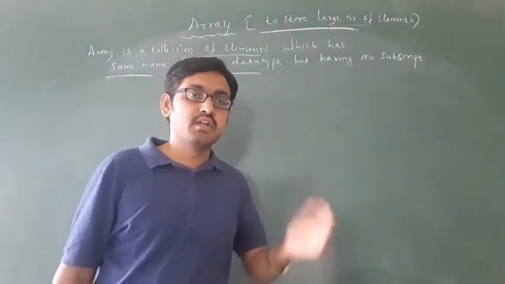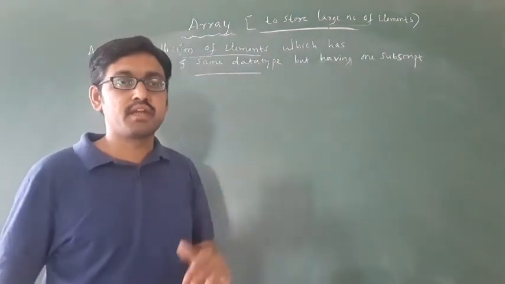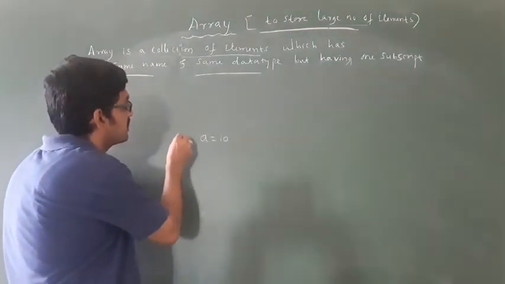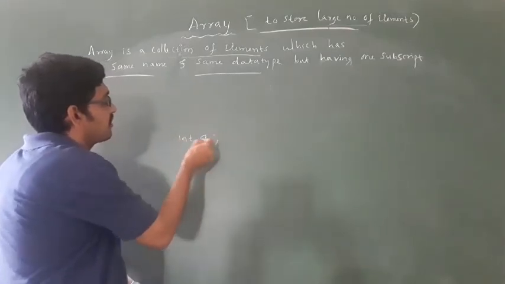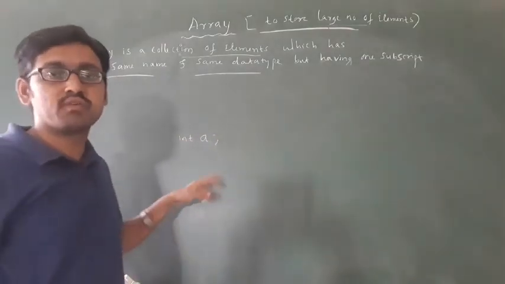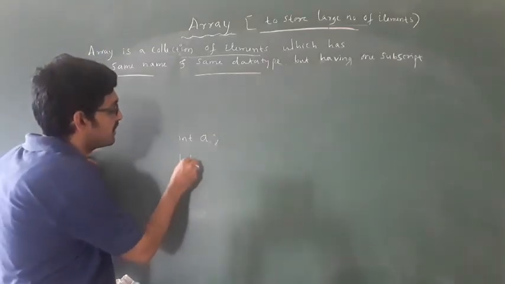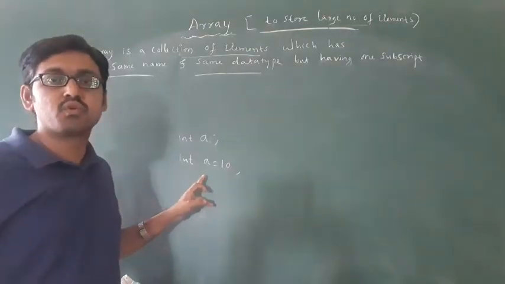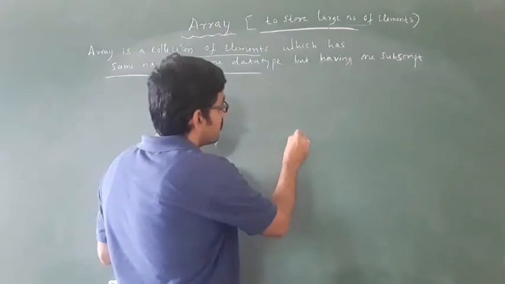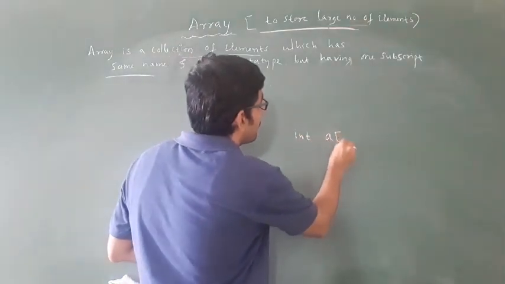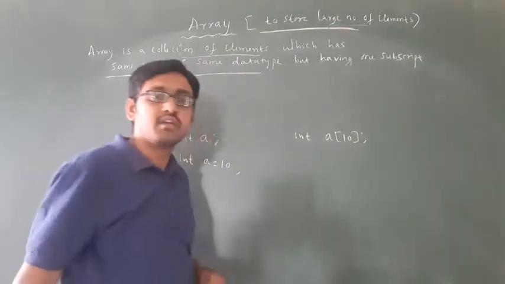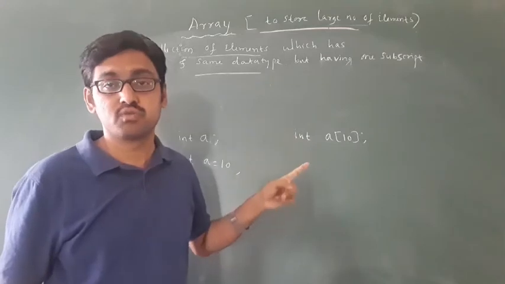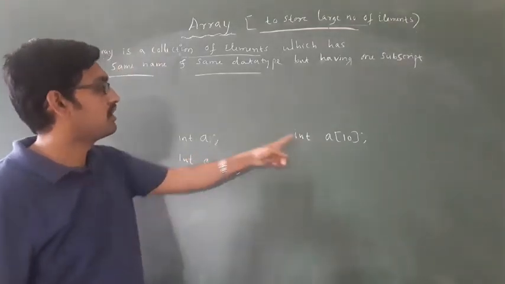Then what is the difference between a variable and an array? See, a normal variable always stores only one value. For example, int a. Int a is a normal variable. I want to store a value in this. How to store the value? For example, int a equal to 10. This is our normal variable. We can store a value. But in an array variable, how to store values? Take int a of 10. If you write a of 10, how many values can it store? 10 values. It can store 10 values. This is the difference between a normal variable and an array variable.